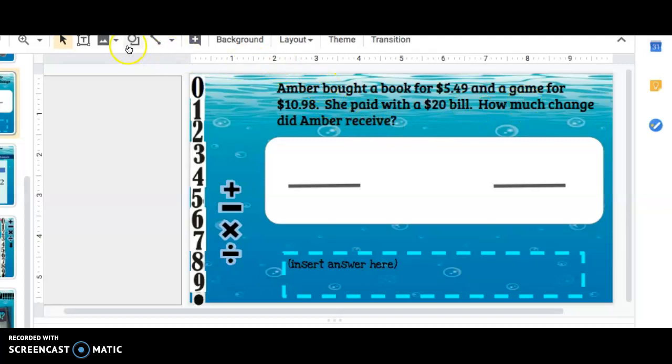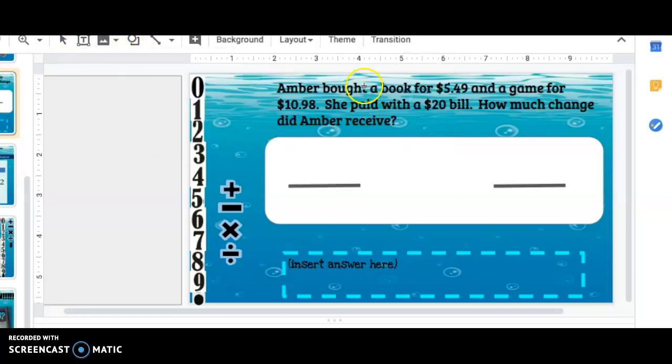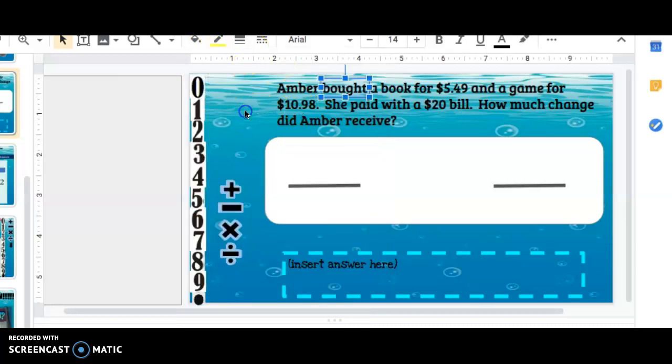So here it's telling us that Amber bought this book. Not only did she buy a book, but she also bought a game. So when you're buying two items, we need to figure out how much Amber has spent on these two items. So we're going to start by adding those together. However, that's not our last step that we need to do.